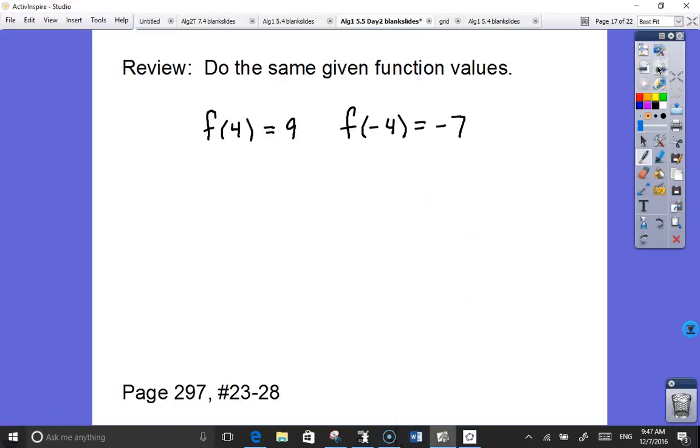Okay, and now you should be able to do the same thing if you get function values. So I'm not going to go through the whole finding an equation of a line, but how do I turn function values into points so that I can do the same thing that I just did? What's the point that goes with f of 4 equals 9? 4, 9. What's the point that goes with f of negative 4 equals negative 7? Negative 4, negative 7. Right? Again, page 297, number 23 to 28.